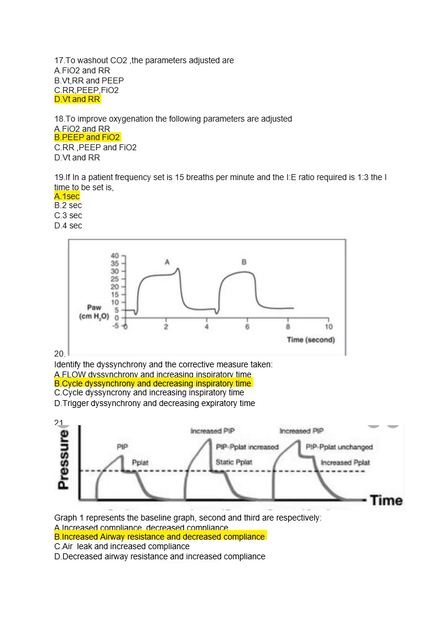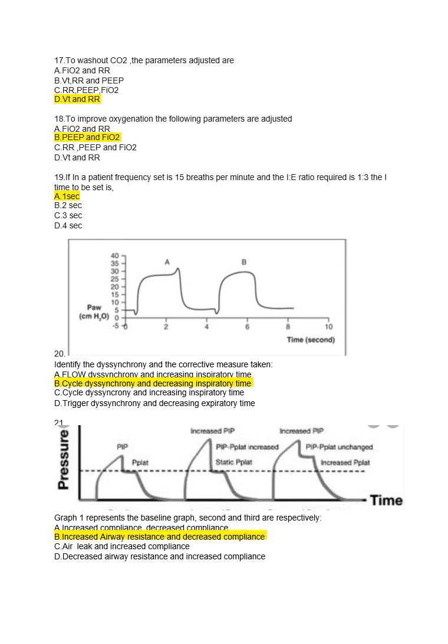Coming to the 20th question. We have a graph there. It is a pressure time scalar. And the question is, you can see there are A and B, two graphs. Identify the dysynchrony and the corrective measure to be taken. Here the dysynchrony is with the cycle.